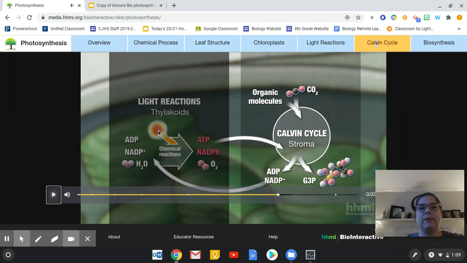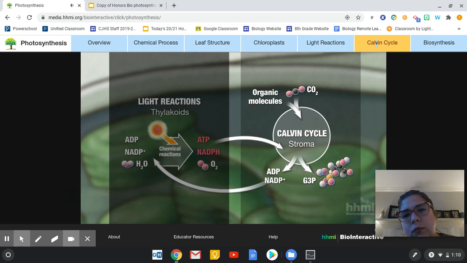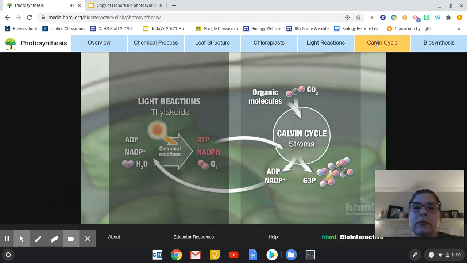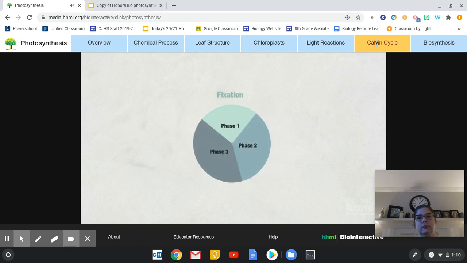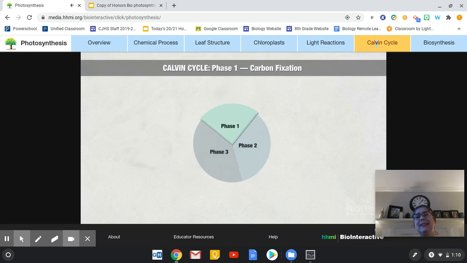So really quickly, remember, thylakoid, capture the light, split the water, oxygen's released, but we have these little energy molecules that can transport into the stroma and power, I should say, not completely, but power the light independent reaction or the Calvin cycle. Stroma, the watery clear fluid surrounding the thylakoids. It's helpful to think of the Calvin cycle in 3 phases: fixation, reduction, and regeneration. It's kind of like nitrogen fixation when we look at the nitrogen cycle.